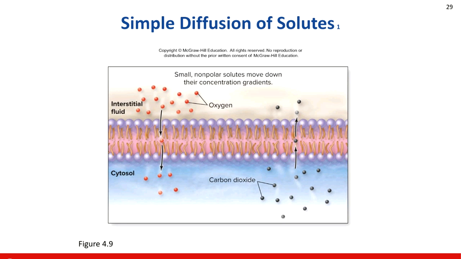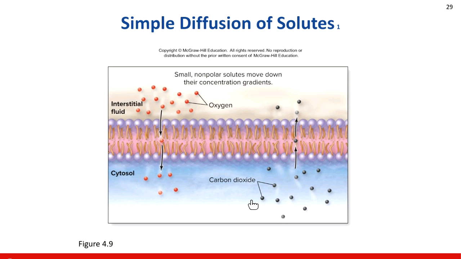Okay, you can see we've got our plasma membrane here. This is the outside of the cell, which is called the interstitial fluid, or it's also called the extracellular space. Okay, outside the cell. And then the inside of the cell, the cytosol. So you notice that we have many more molecules of oxygen outside than inside. So oxygen is going to want to go down its concentration gradient. It's small and it's nonpolar, so it slides right through the plasma membrane and enters into the cell.